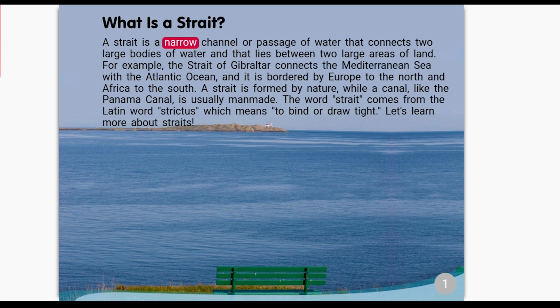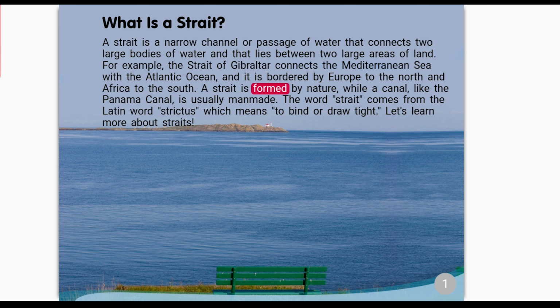A strait is a narrow channel or passage of water that connects two large bodies of water and that lies between two large areas of land. For example, the Strait of Gibraltar connects the Mediterranean Sea with the Atlantic Ocean, and it is bordered by Europe to the north and Africa to the south.